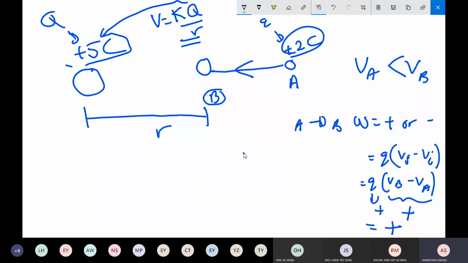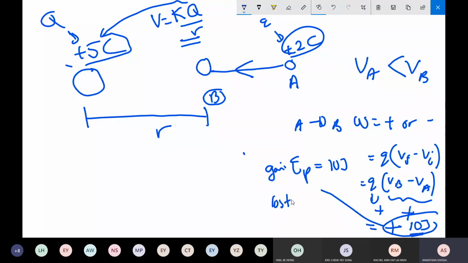So it is a gain in potential. Let's say positive work done is positive 10 joule. Let's say I give a value, positive 10 joule. So is this a gain in potential or a gain in kinetic? This 10 joule is a gain in what? This will be a gain in potential of 10 joule. Okay. Lost in kinetic, we say 10 joule. Lost in kinetic is 10 joule.